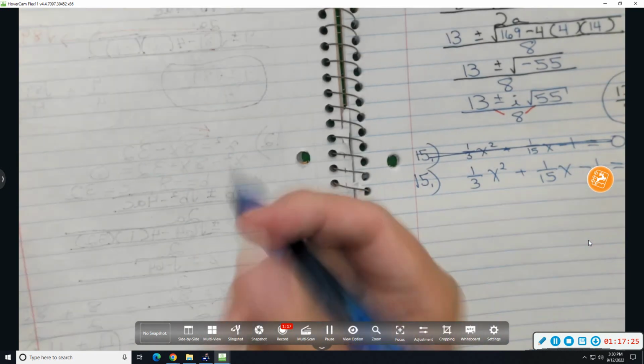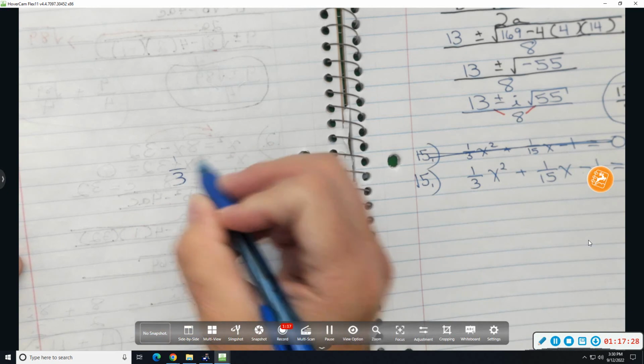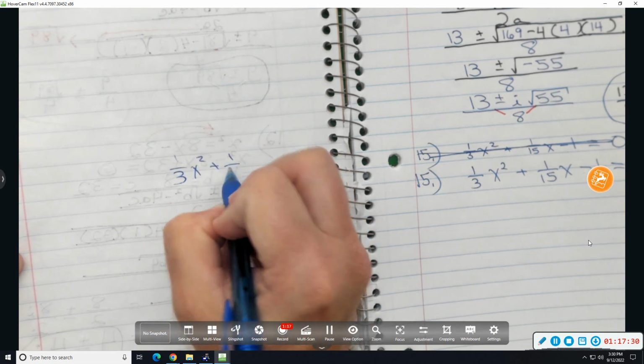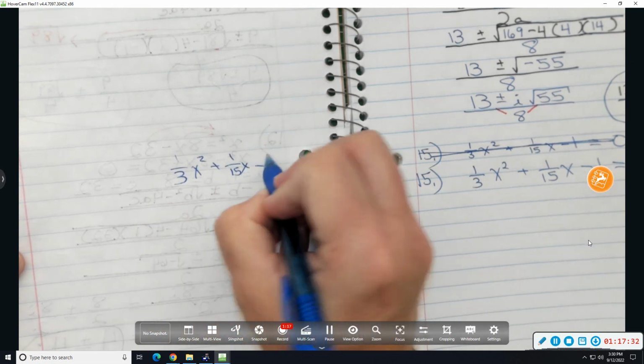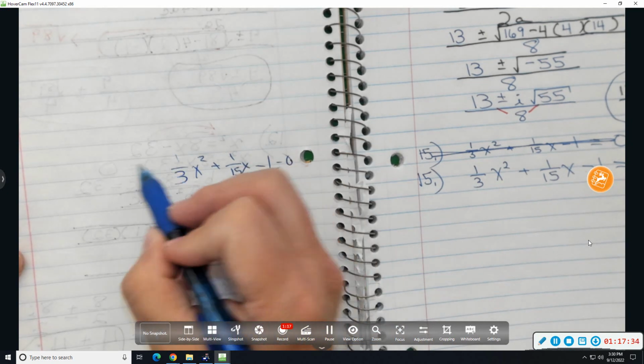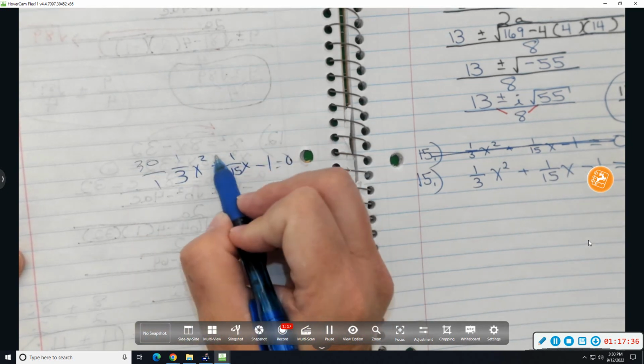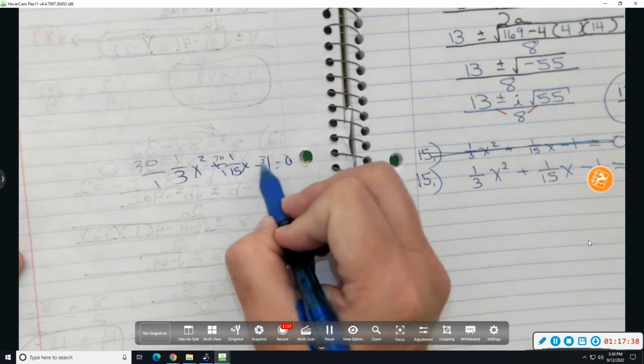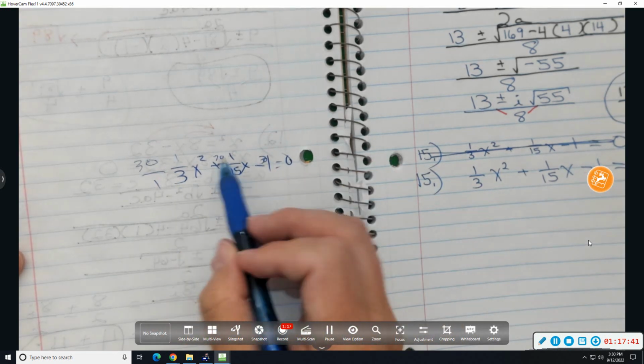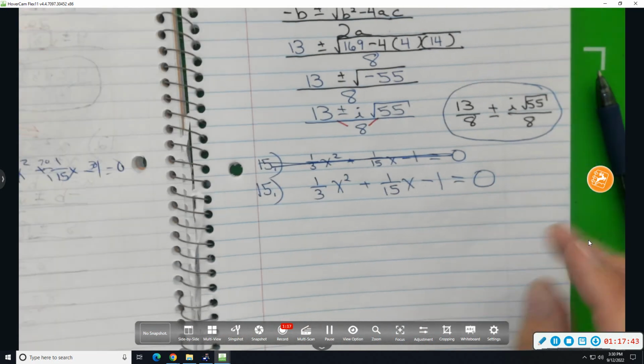Let's see. Can I come over here? We had 1/3 and a 1/15. Don't write this down. You can multiply by 30, multiply by 30, multiply by 30, and that would cancel the denominators. There's a smaller number, though.